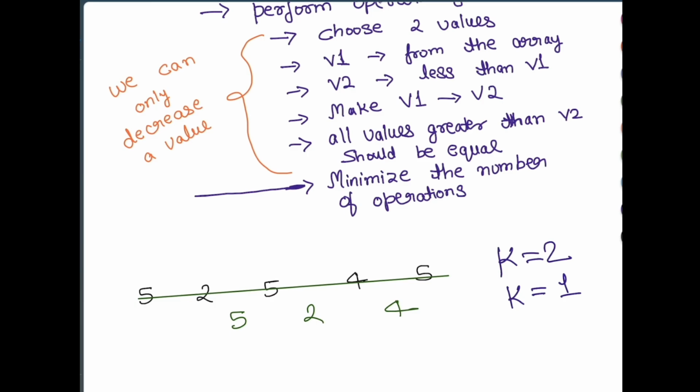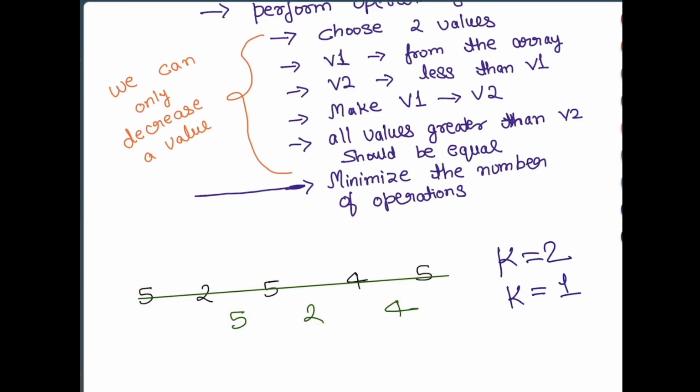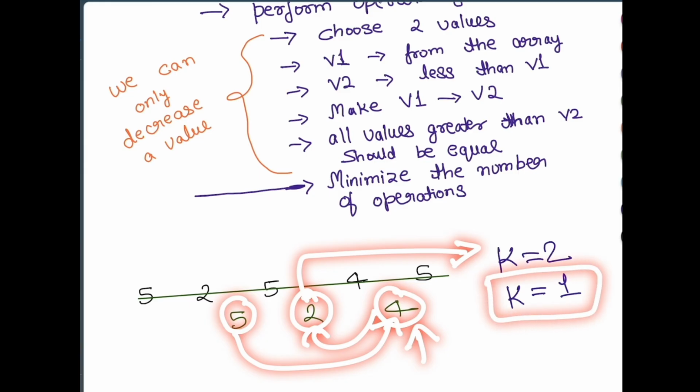First of all, you just need to worry about the unique numbers, right? Don't need to worry about all the numbers. So these are the unique numbers 5, 2 and 4 for this given input. We choose the highest and make it 4, the next maximum number. We choose the next highest and make it 2, that is the next maximum number. And since 2 is equal to the k, we can say we have performed 2 operations. But in case the value of k is 1, we need to perform one more operation by choosing this 2 as the highest number and making it k, right?